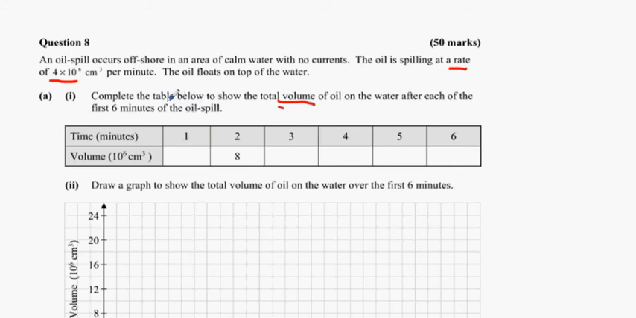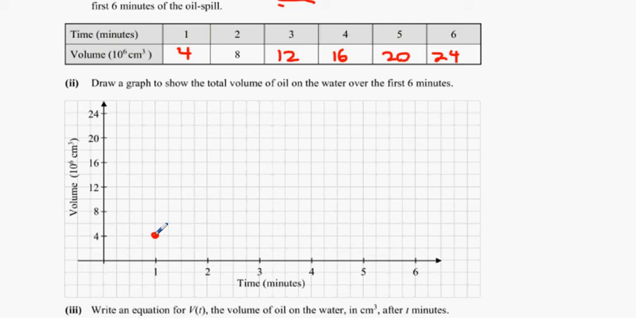It's spilling at a rate of 4, so it's going to be 4, 8, 12, and so on, all the way to 24, because if it's linear, the points all go up by the same amount. Now we can put all the points in afterwards. Easy. So the volume has gone up by 4 each minute.